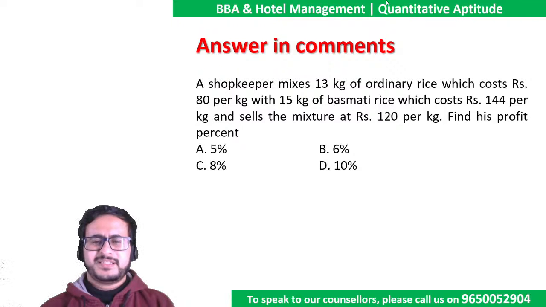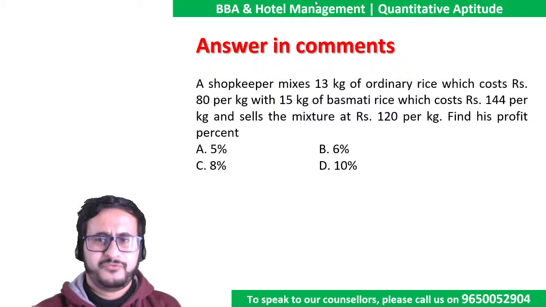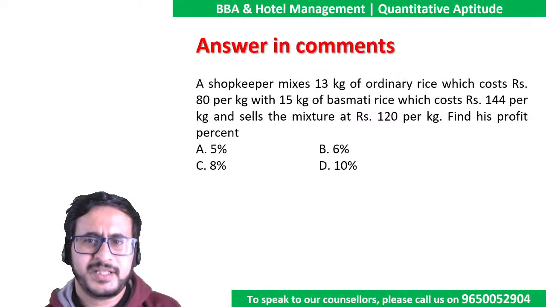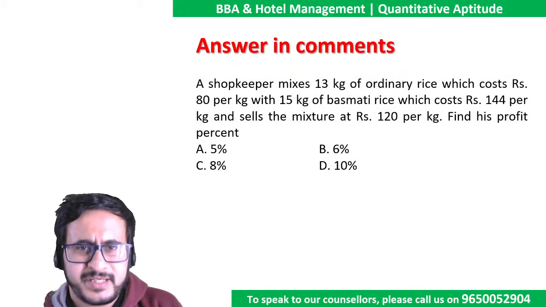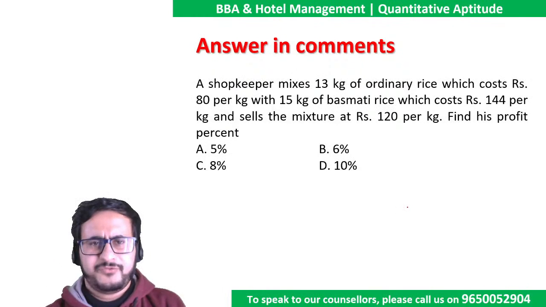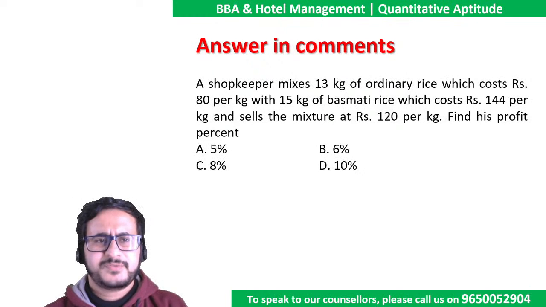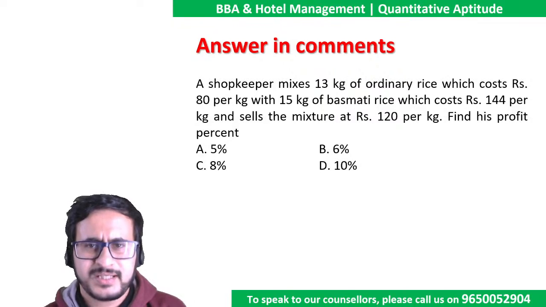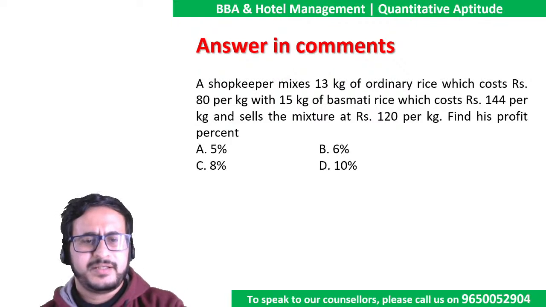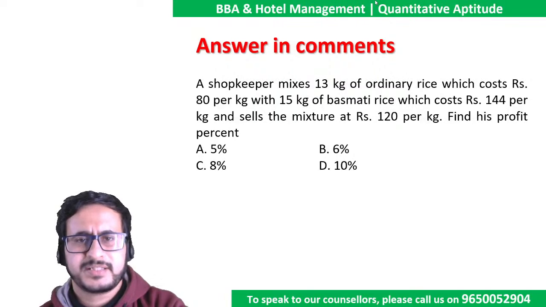So here's a question for the audience. I would want you to please solve this question and answer in the comments, and we'll let you know if your answers are right or wrong. The question is, a shopkeeper mixes 13 kg of ordinary rice which costs rupees 80 per kg with 15 kg of basmati rice which costs 144 per kg and sells the mixture at 120 per kg. Find his profit percentage. Please answer this question in the comment section, and we'll let you know the correct answer in the next session.